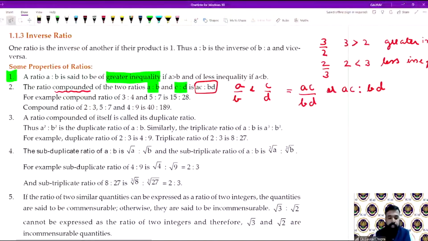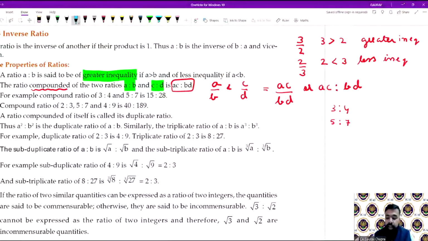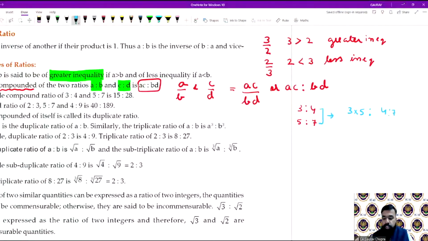So let us take one example of compound ratio. If there is a ratio, let's say 3:4, another ratio is 5:7, and we have to merge them and find out the compound ratio. So what can be done? Just multiply the first term with first term, second with second term. So 3 into 5, ratio 4 into 7. So it becomes 15:28.